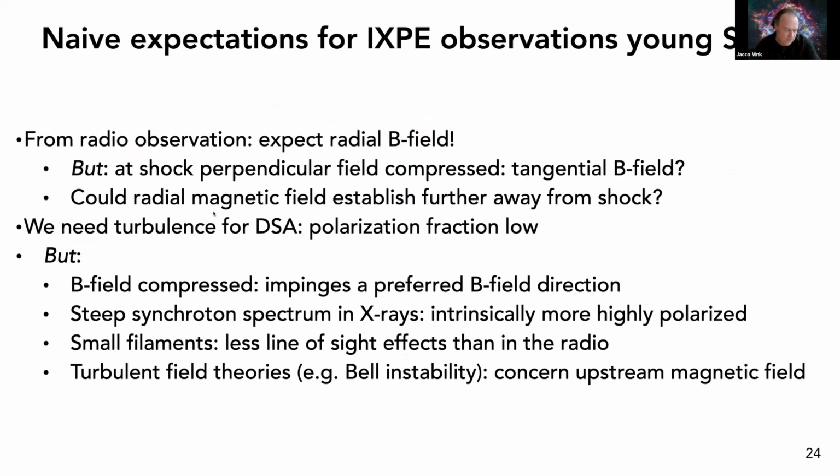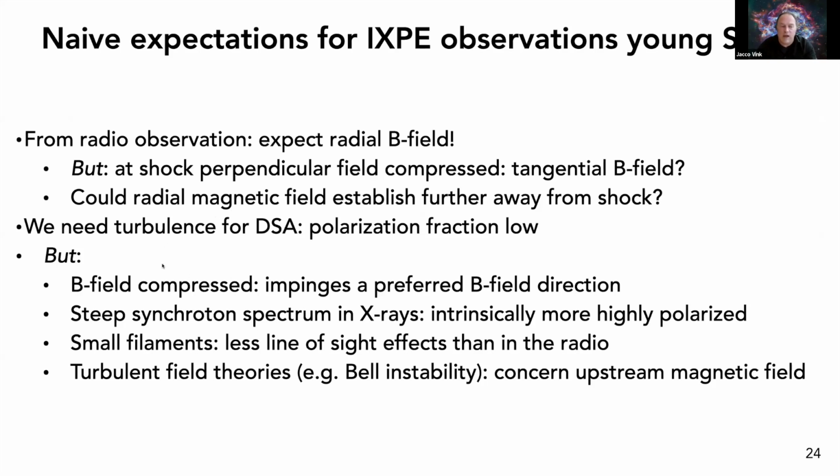Now, what were the naive expectations for what we wanted to measure? Well, from the radio observations of young supernova remnants, we expect a radial magnetic field, but we don't quite know where this is generated. And really at the shock front, you still expect a perpendicular magnetic field until whatever mechanism operates to stretch out the magnetic fields. We also expect quite some turbulence, because for DSA we need turbulence, and we know that we have a lot of turbulence, otherwise we wouldn't see any X-ray synchrotron emission.